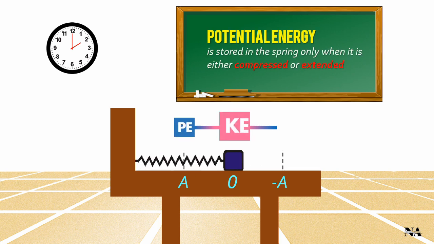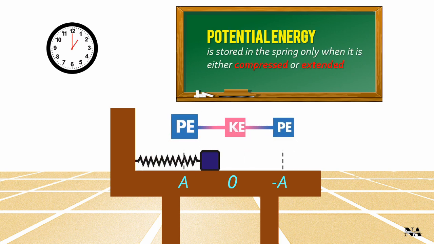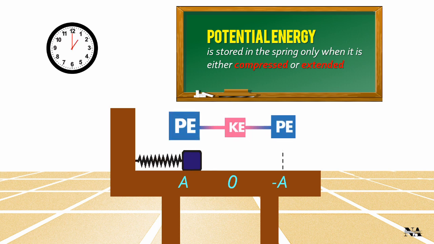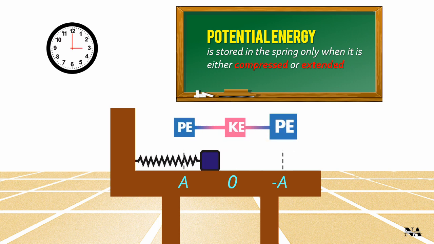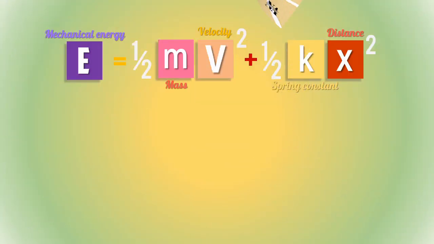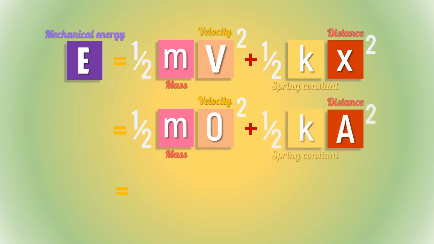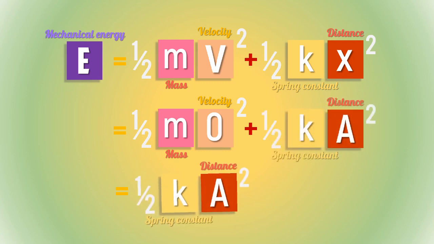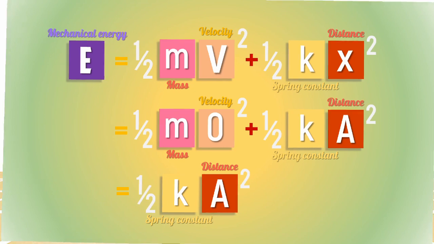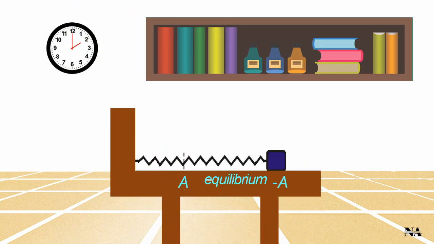When a compressed spring is released to the full amplitude A and negative A, the energy is stored in the spring as potential energy. At these points the block stops momentarily as it changes direction, so the velocity v is equal to 0. Thus, the total mechanical energy E is half times k times the amplitude squared.